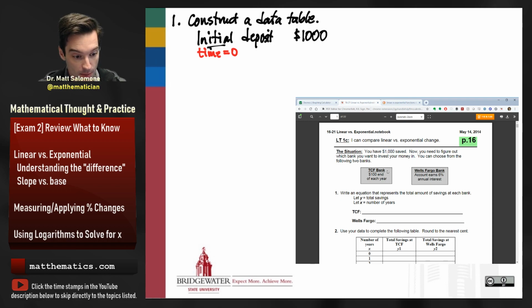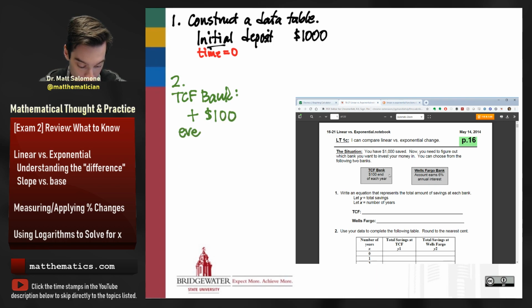So let's look at the model of change that's being proposed for each one of these accounts. The TCF Bank account is earning exactly $100. It's earning a fixed amount of money each year. So let me write that over here. So TCF Bank. What's happening in this bank account is it's increasing by $100. So I'm adding 100 every year to the value of that account. And the most important symbol that I just wrote down here in talking about this TCF account, for our purposes, the most important symbol to pay attention to is that addition sign right there.